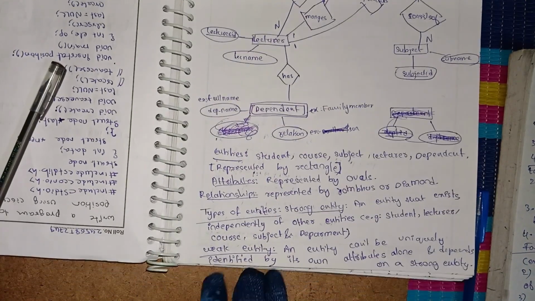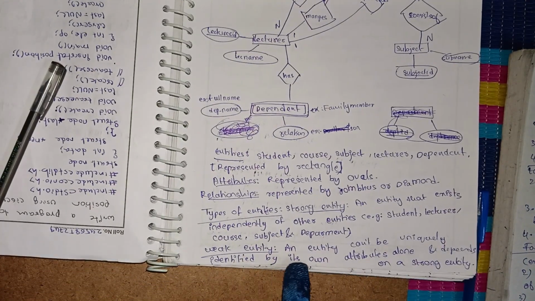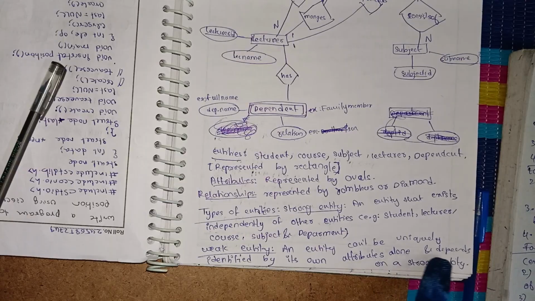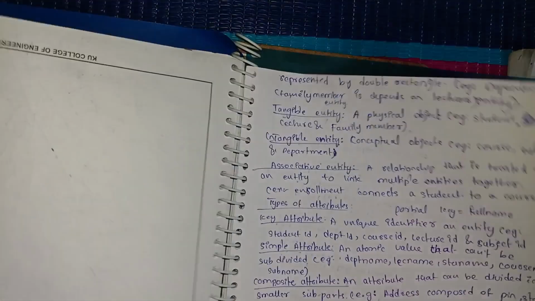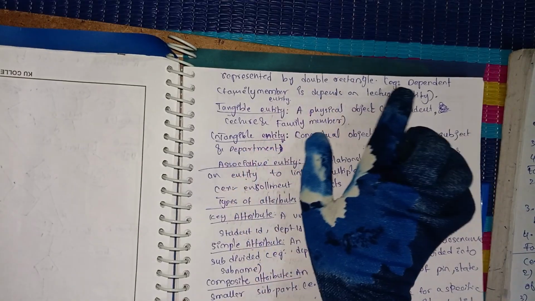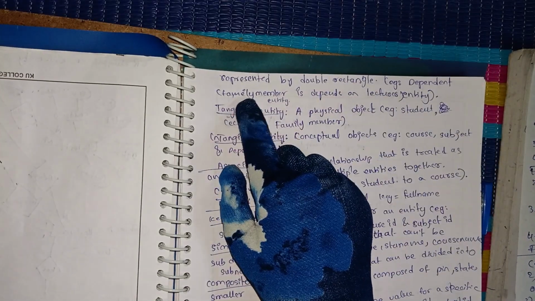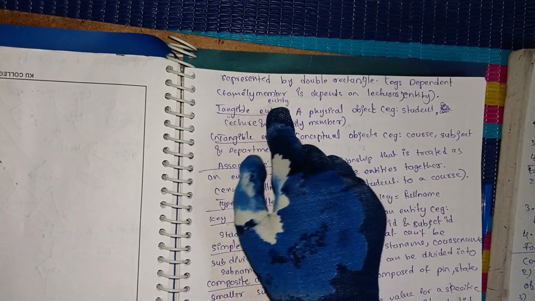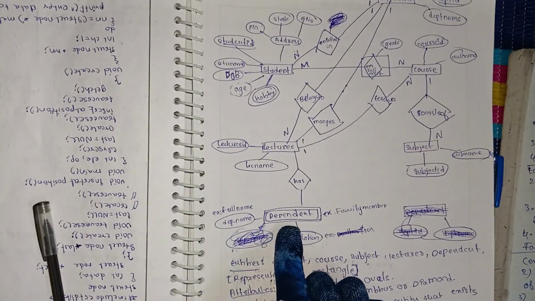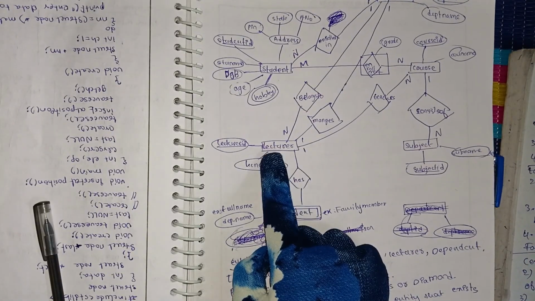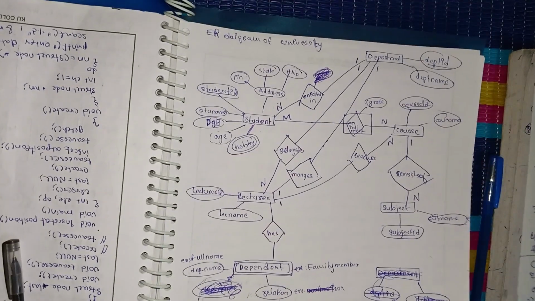And then a weak entity is an entity that cannot be uniquely identified by its own attributes alone and depends on a strong entity. It is represented by a double rectangle. Here, the dependent, meaning a family member entity, depends on the lecturer entity.